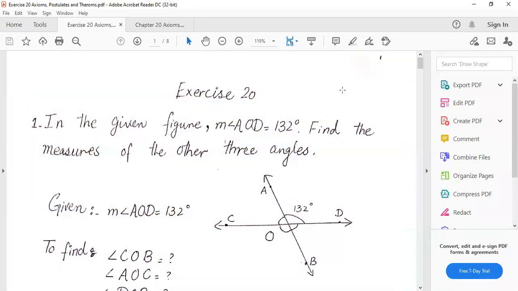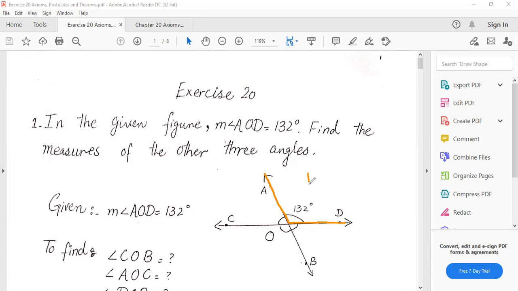Okay, in the question, in the given figure, the measure of angle AOD is equal to 130 degrees. Find the measures of the other three angles. If you see the diagram that is given in the book, the diagram is based on intersecting lines. Now find AOD on these lines. AOD is this one: A, then O, and D.